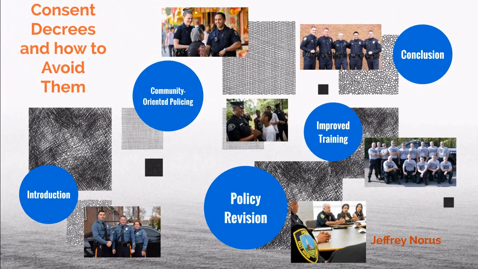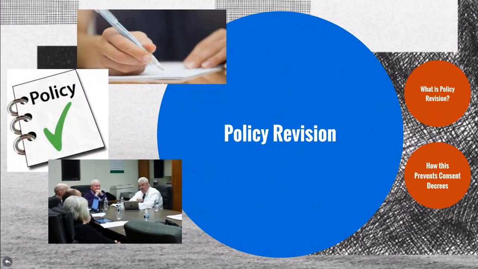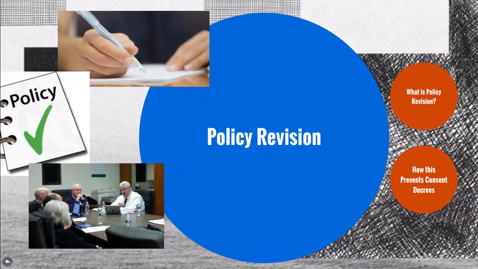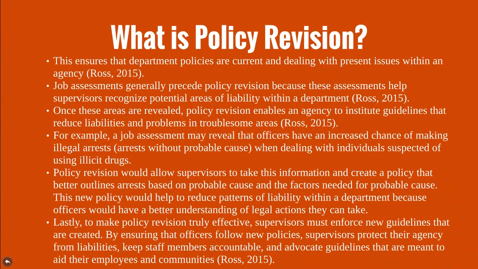Now, the next thing we're going to look at that can help to prevent consent decrees is policy revision. What is policy revision? Ultimately, policy revision ensures that department policies are current in dealing with present issues within an agency. Policy revision is all about looking forward and creating mandates and structures that are meant to help officers avoid patterns of misconduct in present and future tasks, as opposed to relying on older mandates.